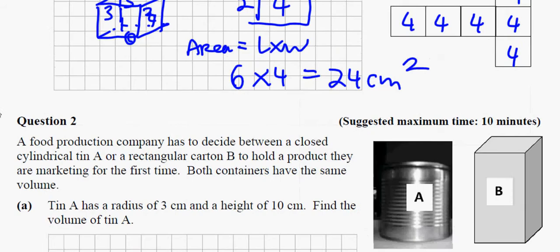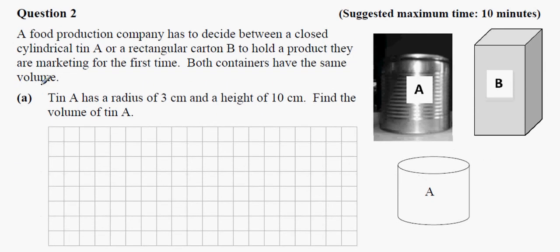Next one. A food production company has to decide between a closed cylindrical tin A and a rectangular carton B to hold the product they are marketing for the first time. Both containers have the same volume. Tin A has a radius of 3 centimeters and a height of 10. Find the volume of the tin.